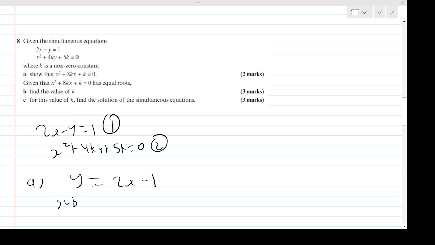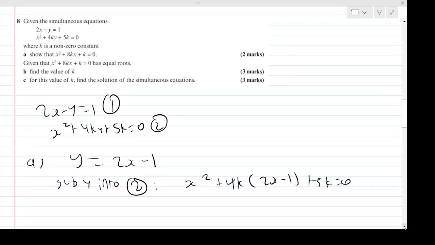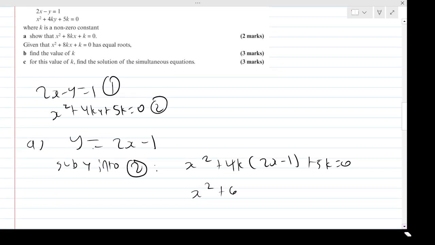So if I sub that into the other equation, I get x squared, add 4ky, which is 4k (2x minus 1), add 5k equals 0. Then if I expand that, I get x squared add 8kx minus 4k add 5k is plus k equals 0. And that gets me my equation.